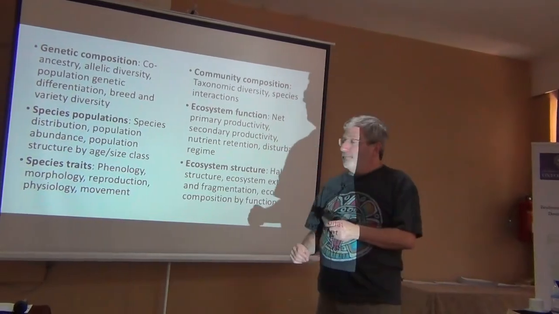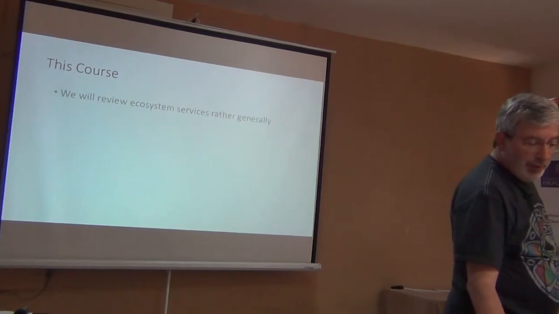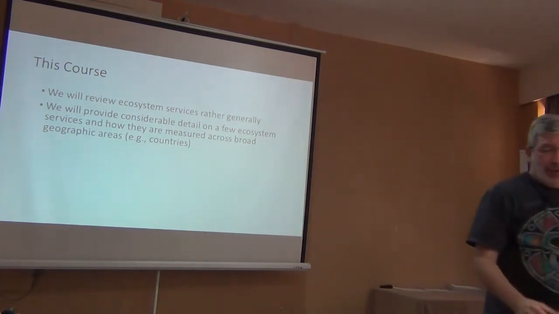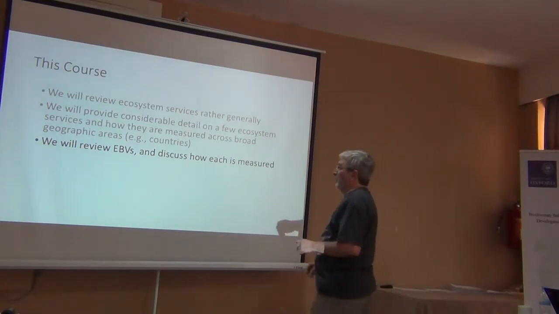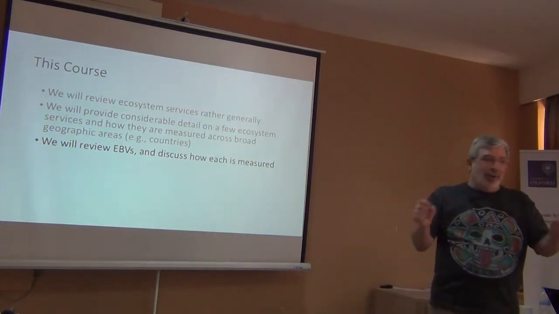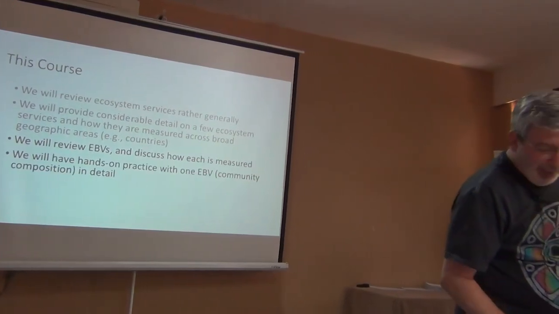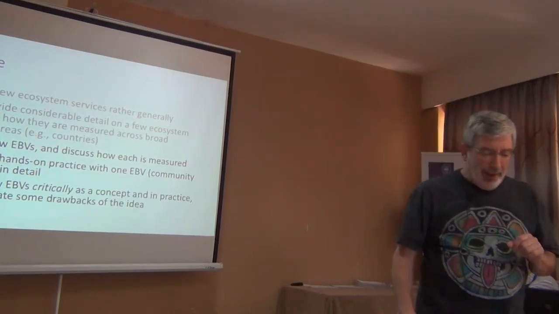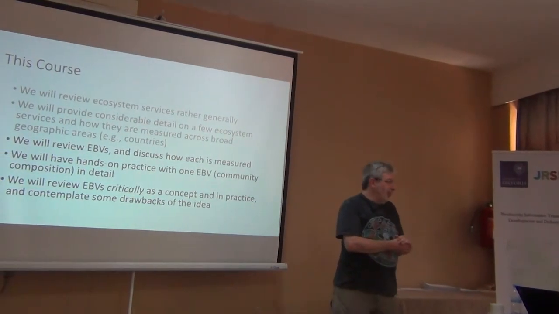So there's the list again. And then just to kind of go through what we're going to do in the 2 weeks of this course, we're going to first talk about ecosystem services. You heard about that from Amélie. And then in the essential biodiversity variables part, we'll review each of them in quite a bit more detail, and we'll discuss how each one of them is measured, and what resources are there, you know, what data exists, what low-level primary data exists. We'll have hands-on practice with one of them. We're going to go pretty deep into community composition. And then, as you've probably guessed, we're going to look at this concept critically, and we're going to ask what are its strengths and weaknesses.